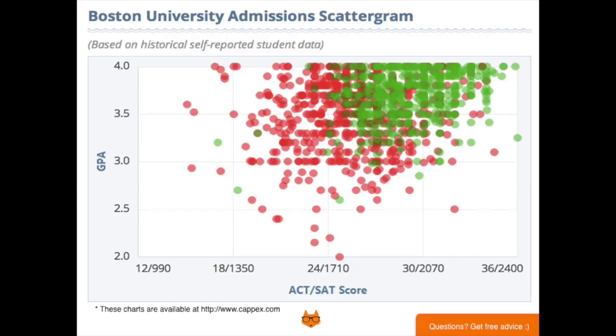And I wanted to show that students' GPA and their test scores on one of these standardized tests really do work together while colleges are evaluating that student. So right here we have a graph. Every green dot represents a student who applied with these qualifications and got into BU. A red dot is someone who wasn't that lucky.